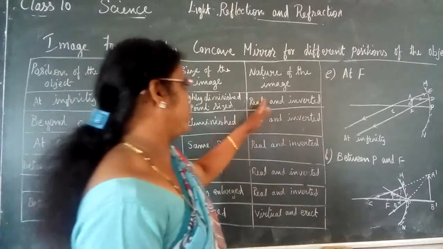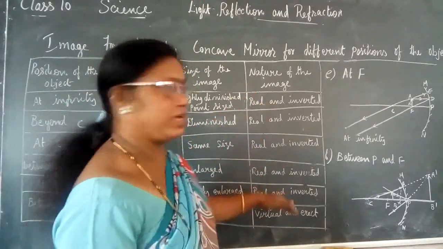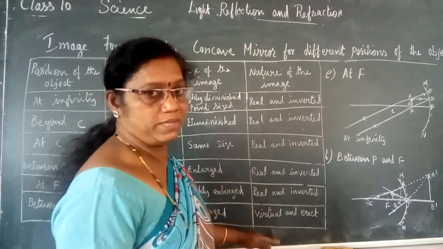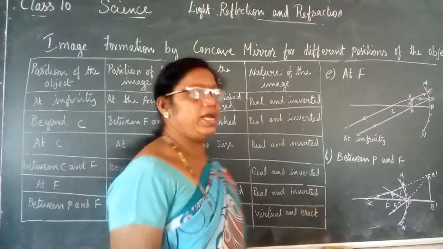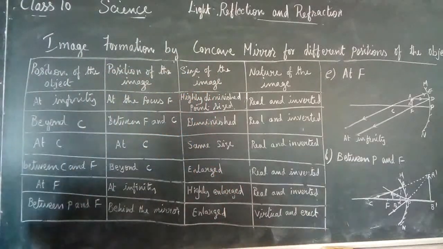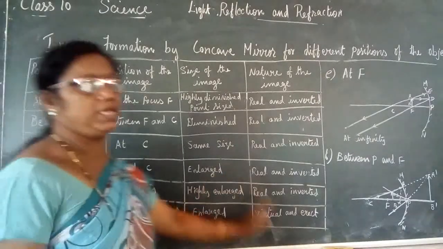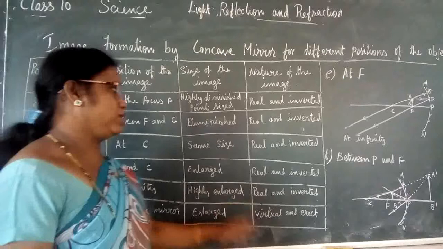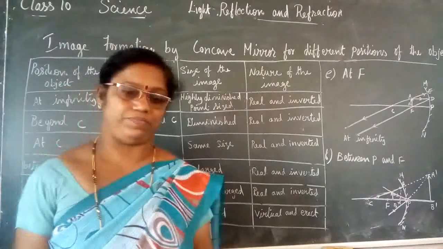Whereas what about the images? Everywhere you will get real and inverted, but only when the object is placed between P and F, you will get a virtual and erect image. So, these are the different positions of the object, the position of the image and the nature of the image we get in case of a concave mirror.